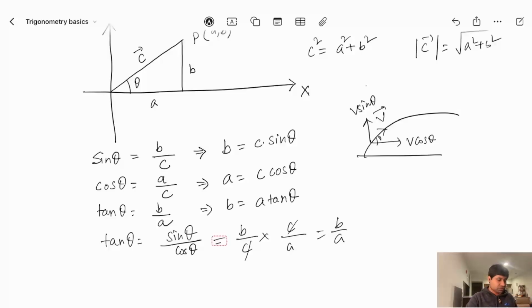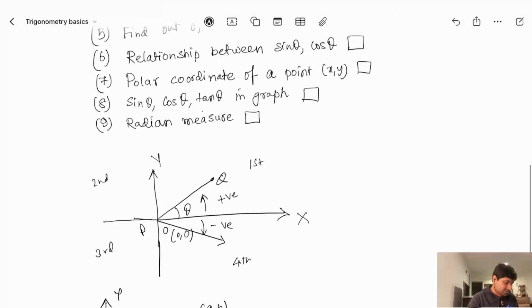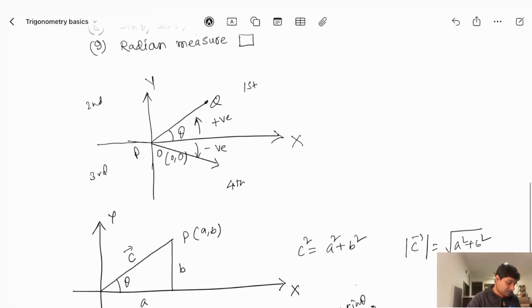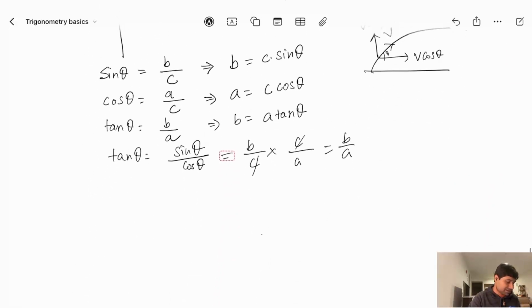Okay, so till now we discovered what an angle is in the coordinate system, and how we can define sine, cos and tan. Then we can calculate some of the values of these ratios, the sine, cos and tan theta values. Okay, let's jump onto the values and how we can calculate them.